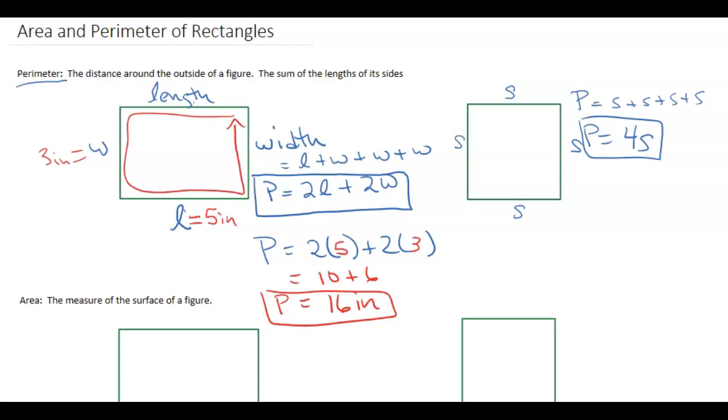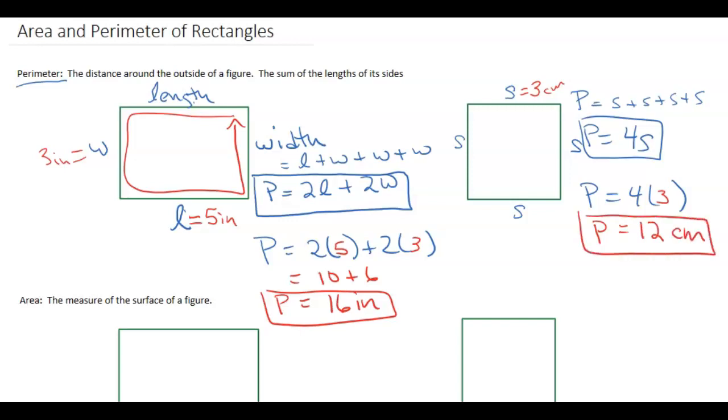For the square, let's just say the sides were each 3 centimeters. So in this case, the perimeter would be 4 times the side length, and the side length is 3. So here the perimeter would be 4 times 3 or 12. And the units here would be centimeters. So again, if I had a centimeter ruler and I measured all the way around the outside, it would be 12 centimeters.